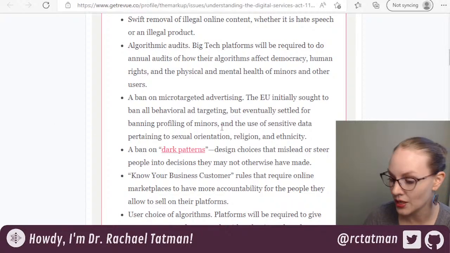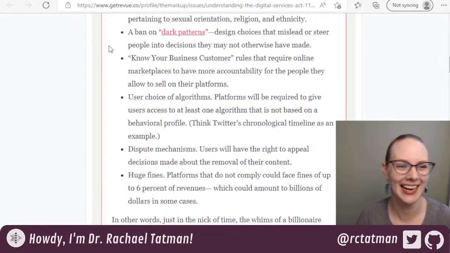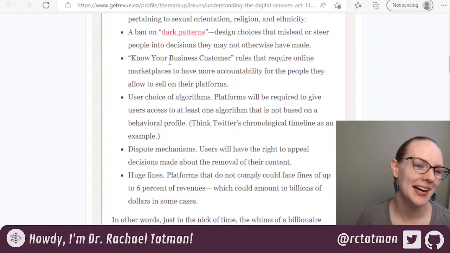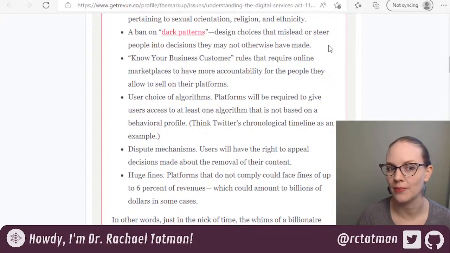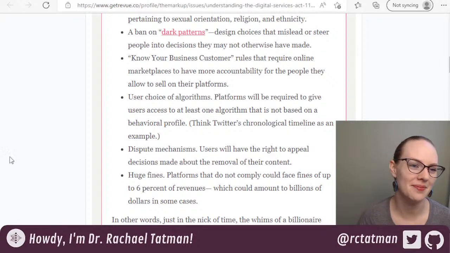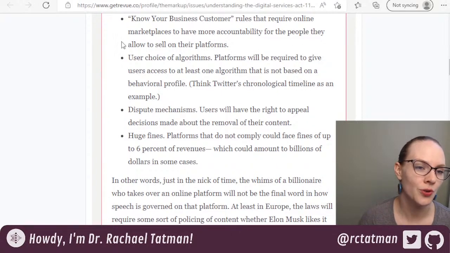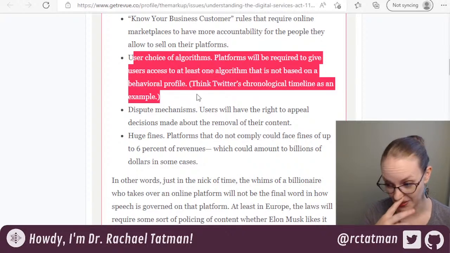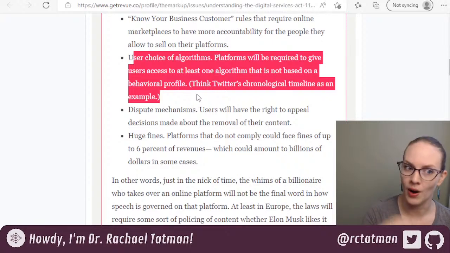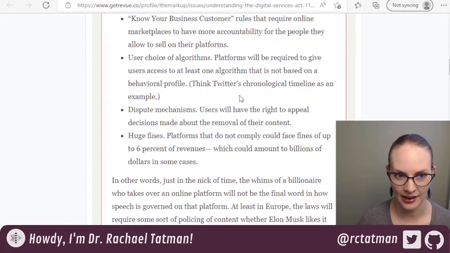Yeah, so some protections against that, but not a lot. Way more than we have in the US. A ban on dark patterns, design choices that mislead or steer people into decisions they may not otherwise have made. Rules that require online marketplaces to have more accountability for the people they allow to sell on their platforms. User choice of algorithms. This is one that people have been talking about a lot. So when people say algorithms, they often mean recommendation systems. So what tweet do you see? What YouTube video do you see? Etc. And they require a chronological timeline.